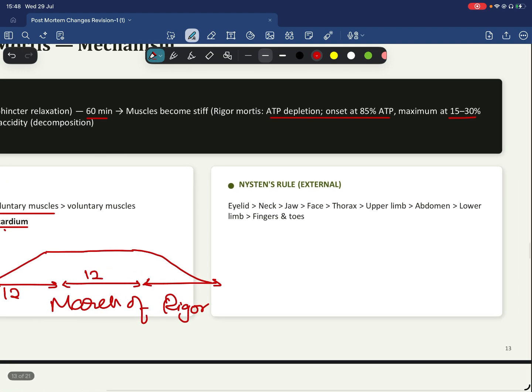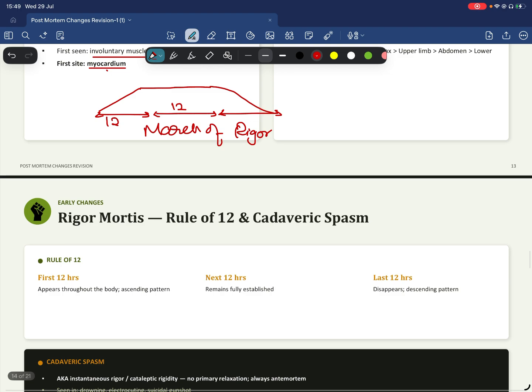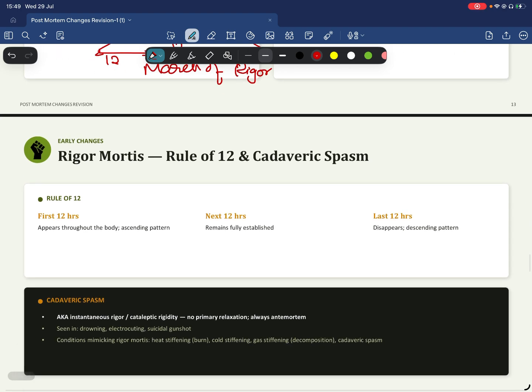Nysten's rule or Nysten's principle states that rigor mortis follows a specific pattern in which it appears and then disappears. It is first seen in the eyelid, neck, jaw, followed by the face, thorax, upper limb, abdomen, lower limb, fingers, and toes. The rule of 12: it appears throughout the body within the first 12 hours. In the next 12 hours, it is fully established, and in the last 12 hours, it disappears. This is also called March of Rigor.